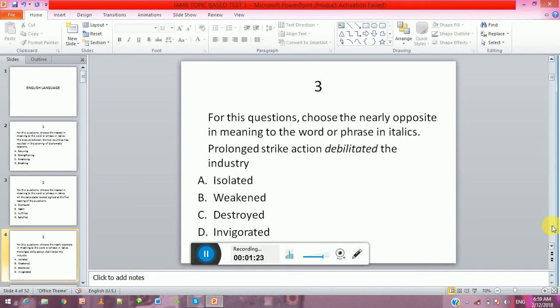For the question, choose the nearest opposite in meaning to the word or phrase in italics. Prolonged strike action debilitated the industry. The word is debilitated. Which word is nearest opposite in meaning to debilitated? A. Isolated. B. Weakened. C. Destroyed. D. Invigorated.